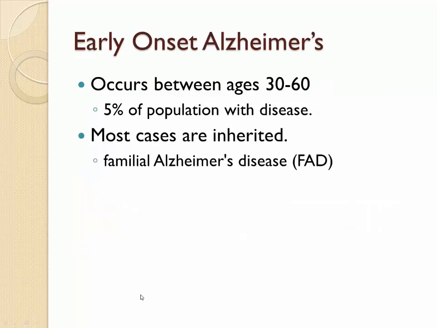So there is what is called early onset. And most early onset Alzheimer's is related to familial Alzheimer's disease. This is a type of Alzheimer's that occurs between the ages of about 30 and 60. It's rare. It only encompasses about 5% of the total population of people who are diagnosed with Alzheimer's disease.